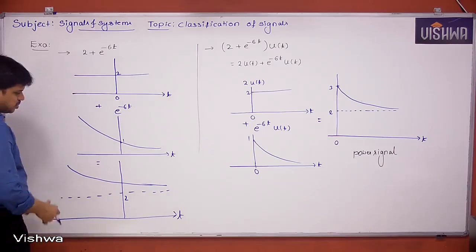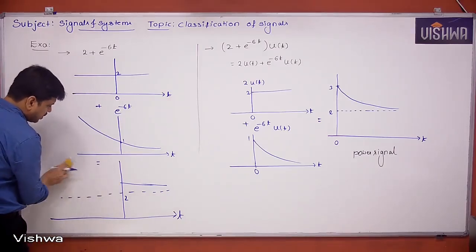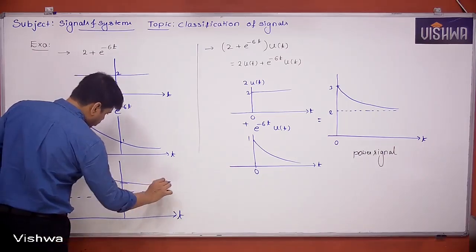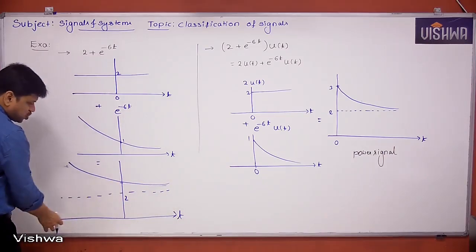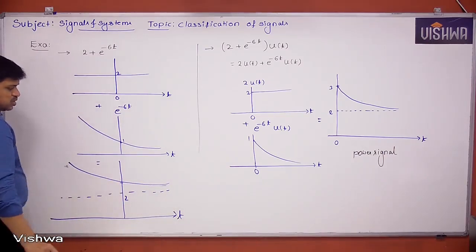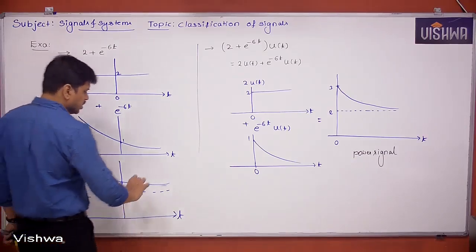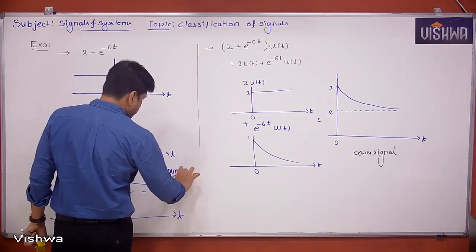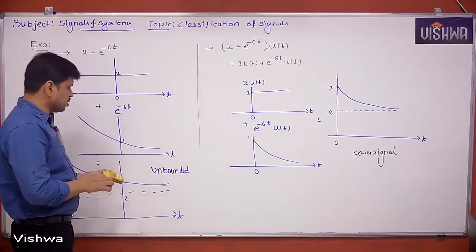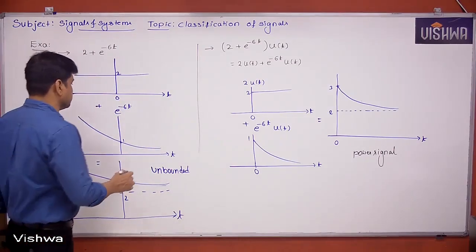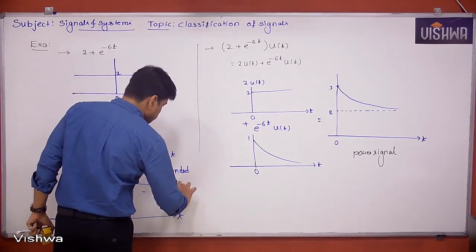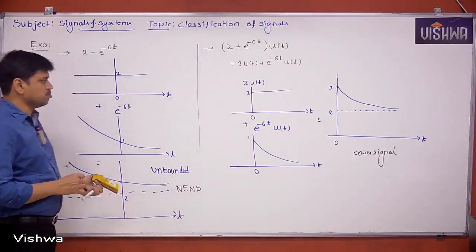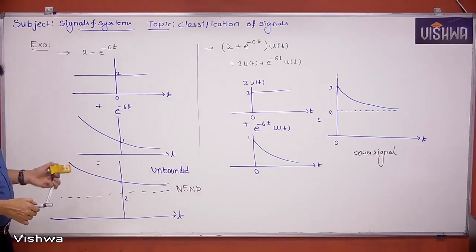So if you observe carefully, this signal, whatever we have drawn here, is an unbounded function. Why? At t tends to minus infinity, this value goes to infinity, which is an unbounded signal. If it is unbounded, the signal is nothing but neither energy nor power signal. Neither energy nor power signal it is. Okay, take it.